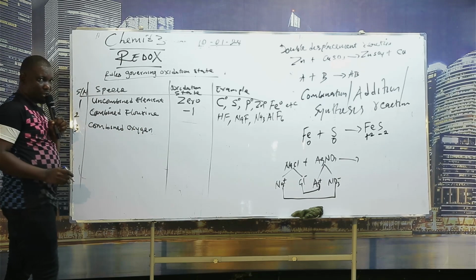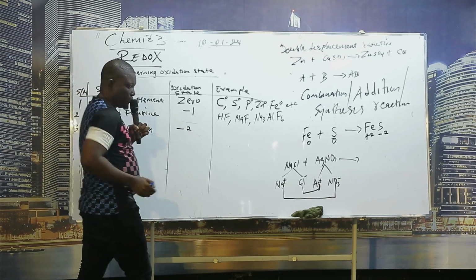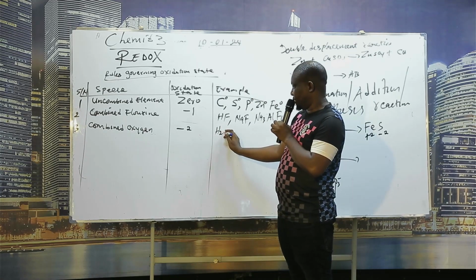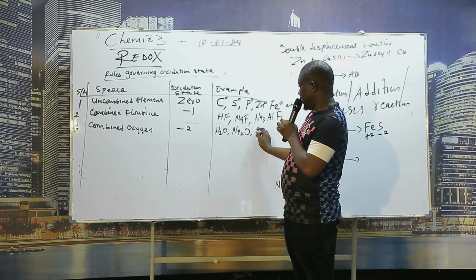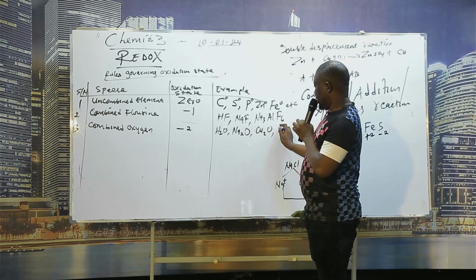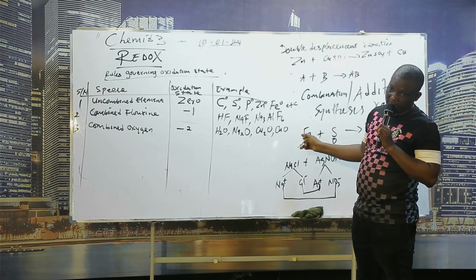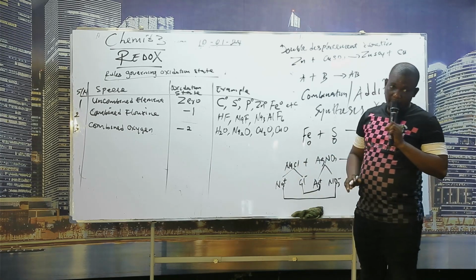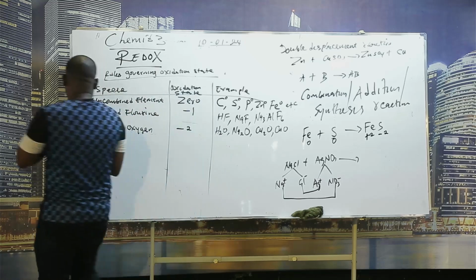Rule number 3: What is the oxidation state of combined oxygen? -2. Whenever you see oxygen combined in compounds like H2O, sodium oxide, copper(II) oxide, or copper(I) oxide, what is the oxidation state of this oxygen? -2. Whenever you see it combined, it is -2.